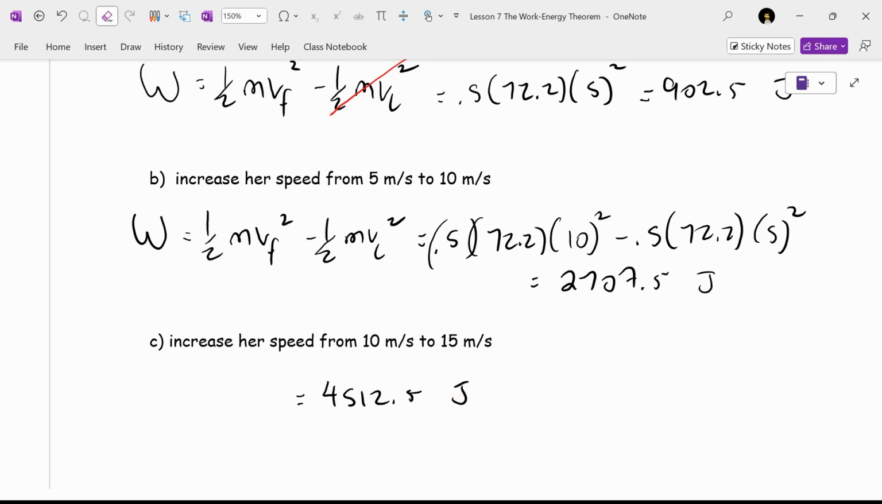So how does this affect all of you if you're doing anything athletic? Once you're going fast, to increase way more energy, it's way more tiring. You're burning way more joules per second. Okay.